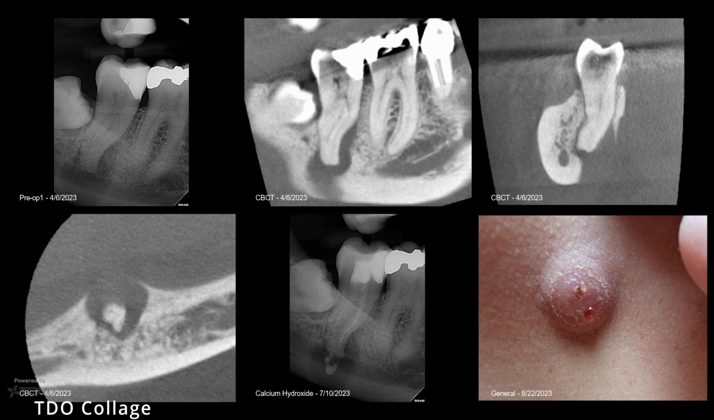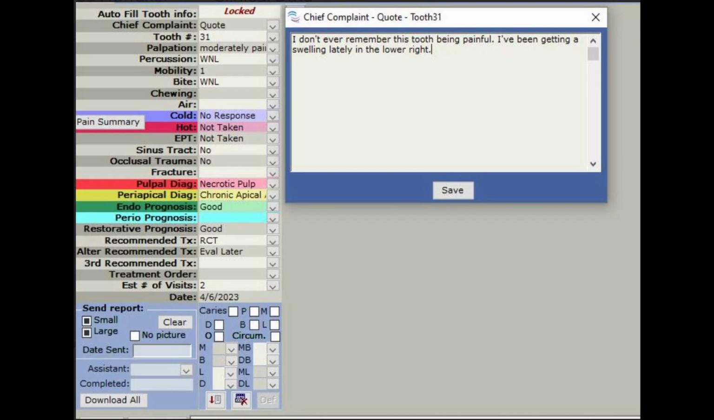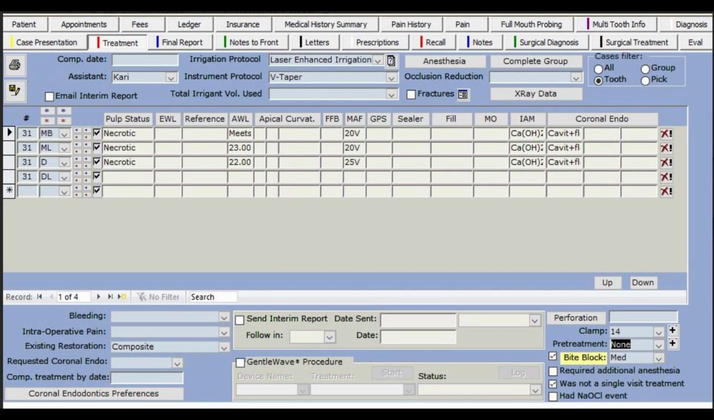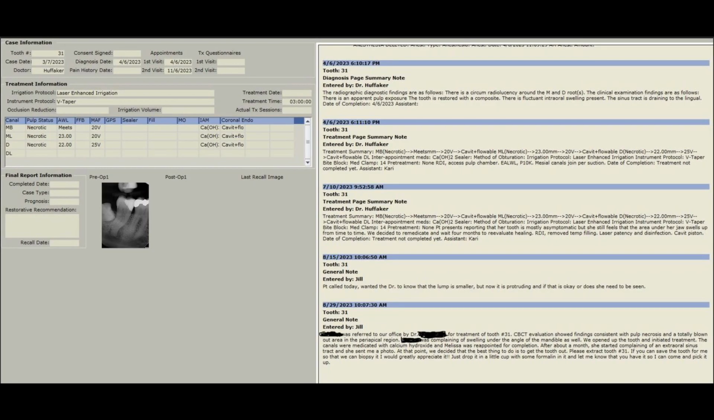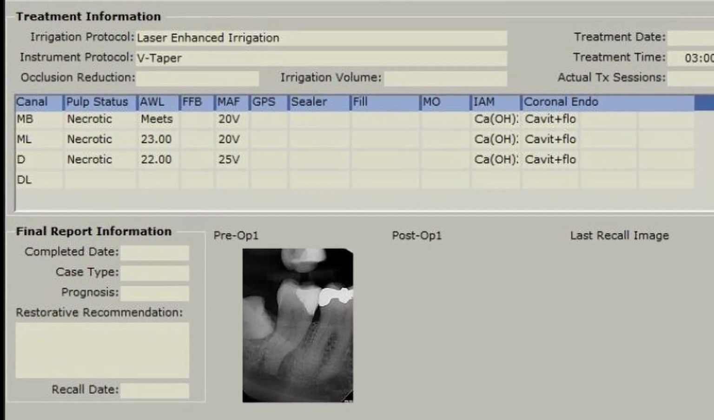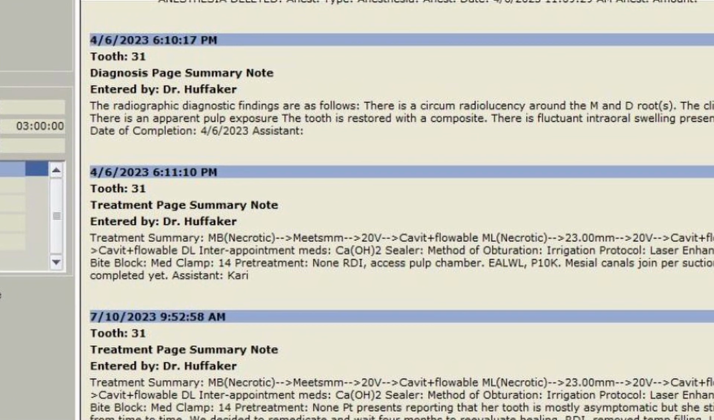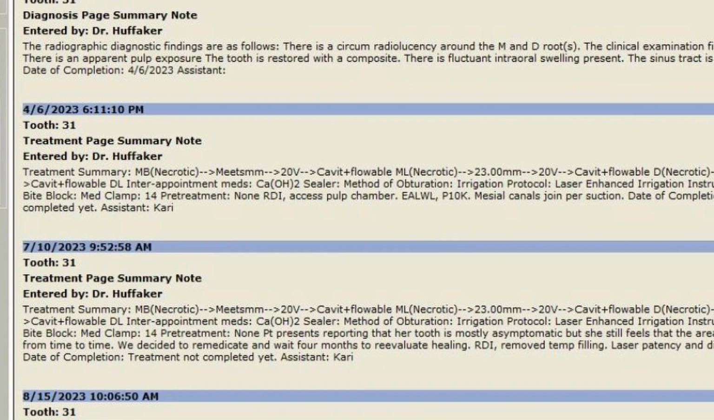He decided to use a Biolase in this case, and the diagnosis was necrotic pulp, acute apical, what I call osteitis. His diagnosis page reveals a large circumferential radiolucency, a sinus tract. He instrumented with 20V tapers. It was necrotic upon going into it. And these are his notes in his summary page.